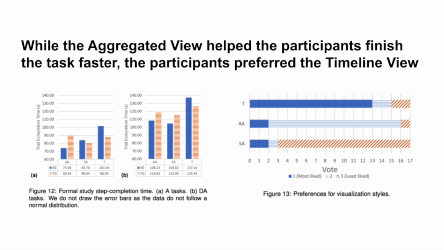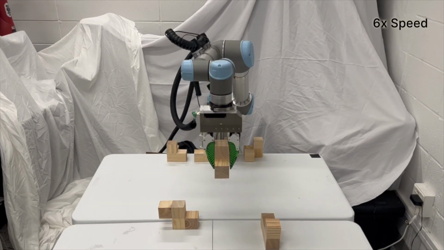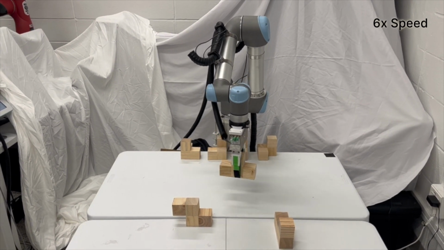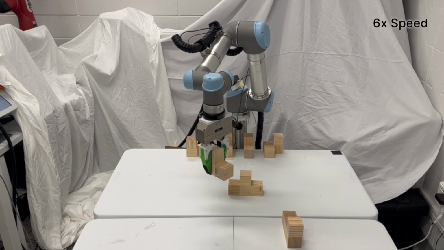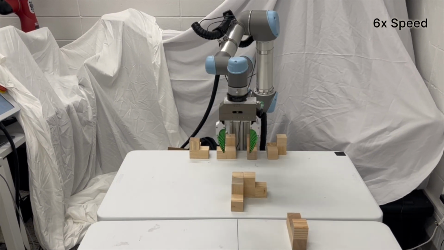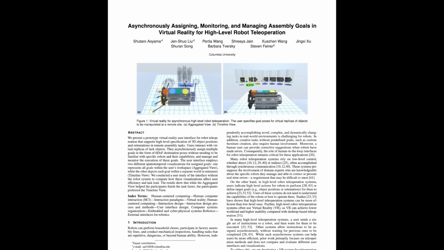We conducted a user study to compare how these visualizations affect user efficiency and task load. The results show that while the aggregated view helped the participants finish the task faster, the participants preferred the timeline view. We also implemented a prototype with a physical UR5 robot arm equipped with a parallel gripper to demonstrate that our system works with a real robot. To learn more, please see our paper.